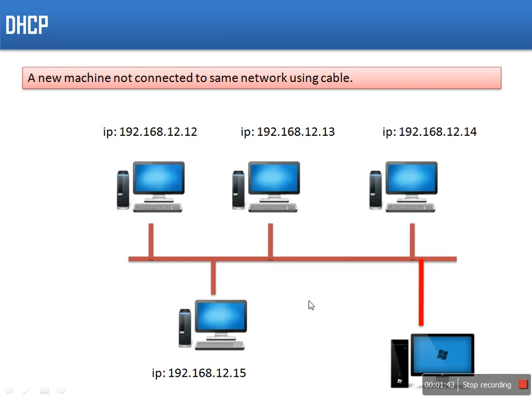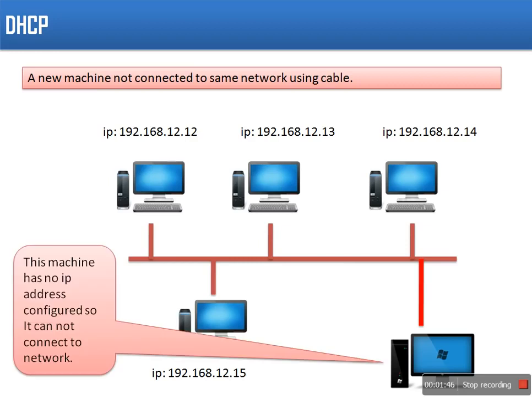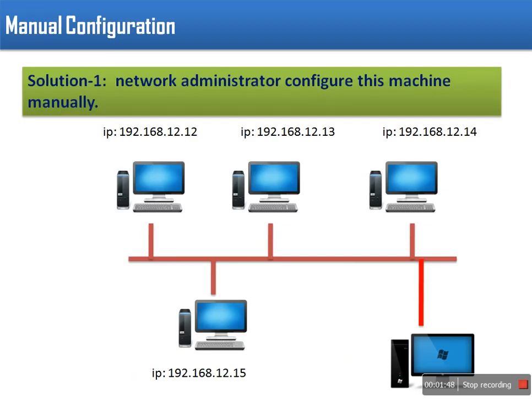Now, the first option is that the person who is responsible for handling the networking will manually configure all the details on this machine, the IP address. This person has to remember that, okay, I have allotted IP addresses till 15, so the next IP address I am going to use is 16, and the default gateway and subnet mask, so all details will be configured by this person. So this is manual configuration.